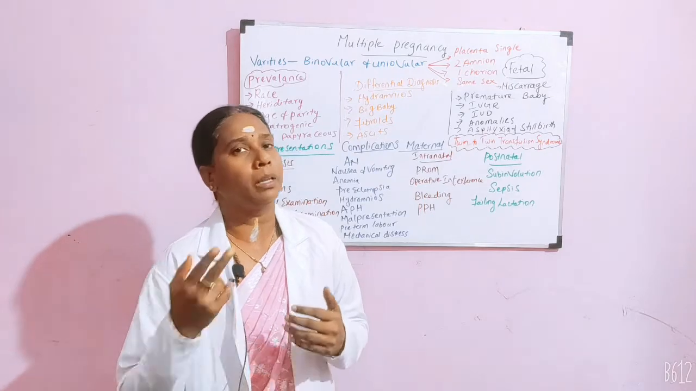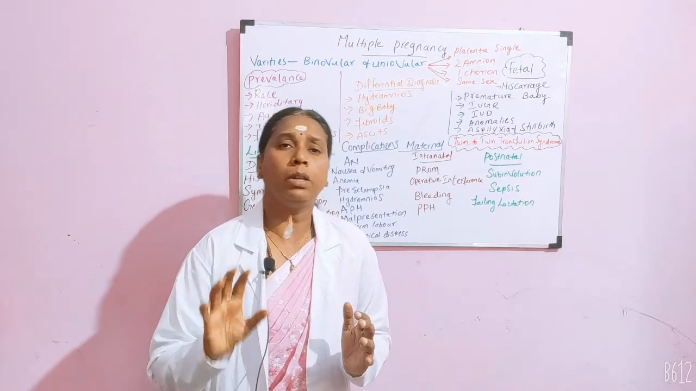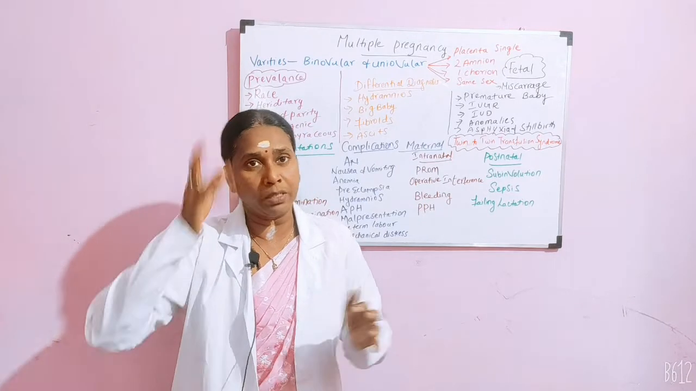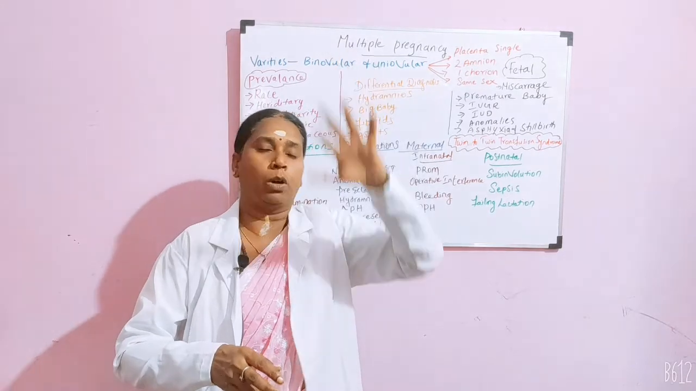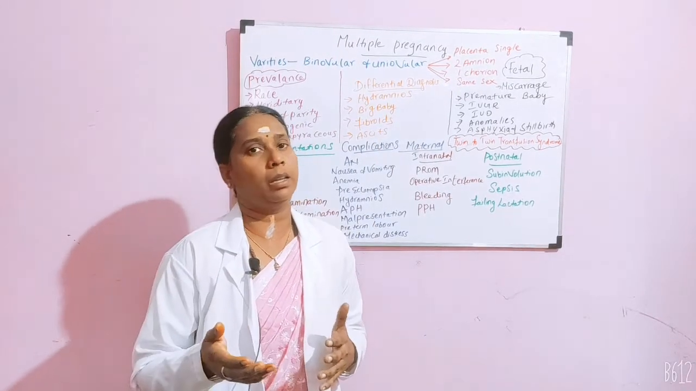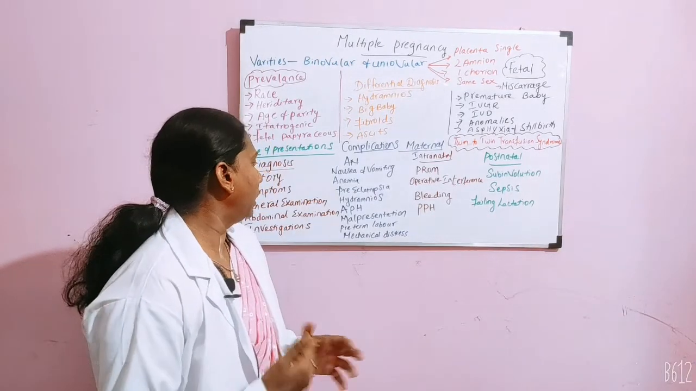Then we come to the internal examination. When you do a PV, you will be able to identify one fetal head in the pelvic region and one fetal head in the abdominal region. So again it indicates multiple pregnancy. That is with your abdominal examination.